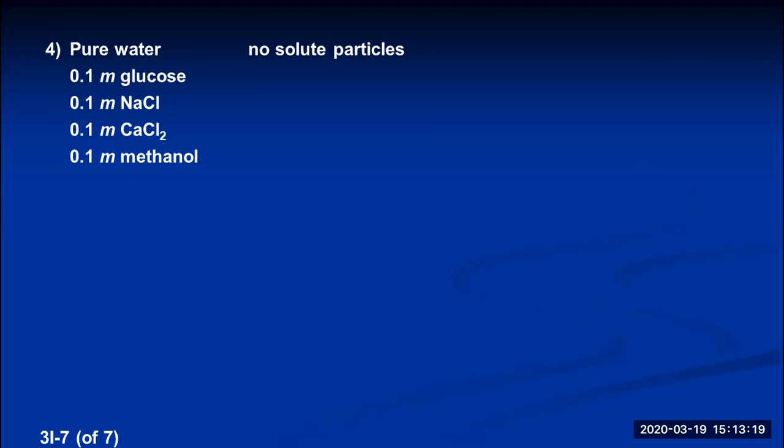Glucose is a non-electrolyte. So if I just assume I have 1 kilogram of water, then a 1 molal solution would be 1 mole of glucose per 1 kilogram of water. In this particular problem, it's a 0.1 molal solution, so that means I would have 0.1 moles of glucose in the 1 kilogram of water. And because glucose does not ionize or dissociate, it's a non-electrolyte, we would therefore have 0.1 moles of individual solute particles in this particular solution. That's going to lower the vapor pressure of the glucose solution with respect to pure water.